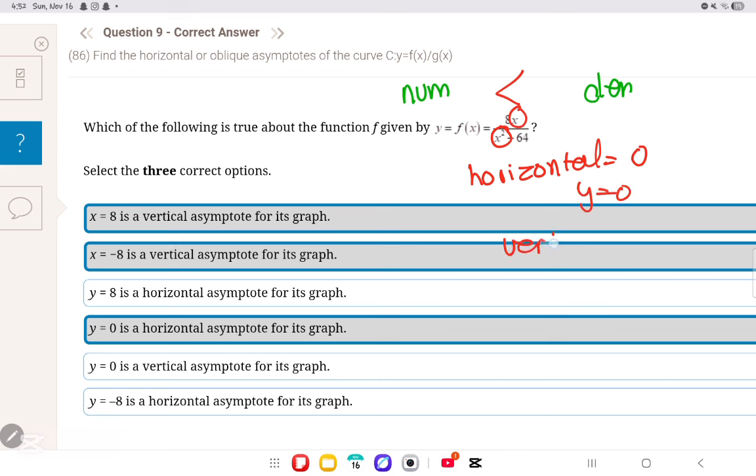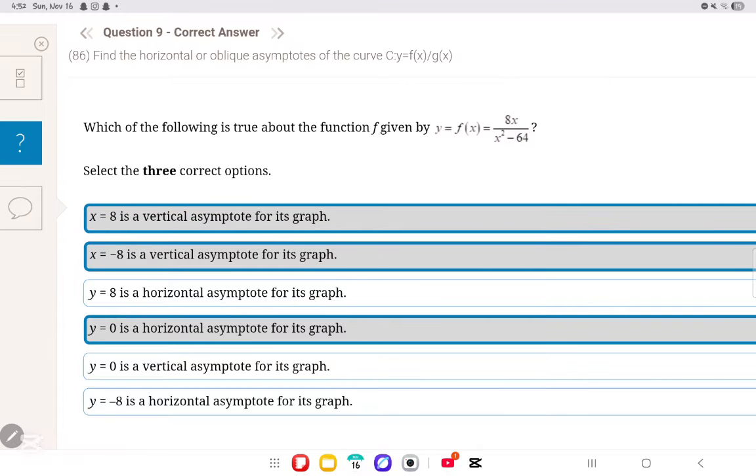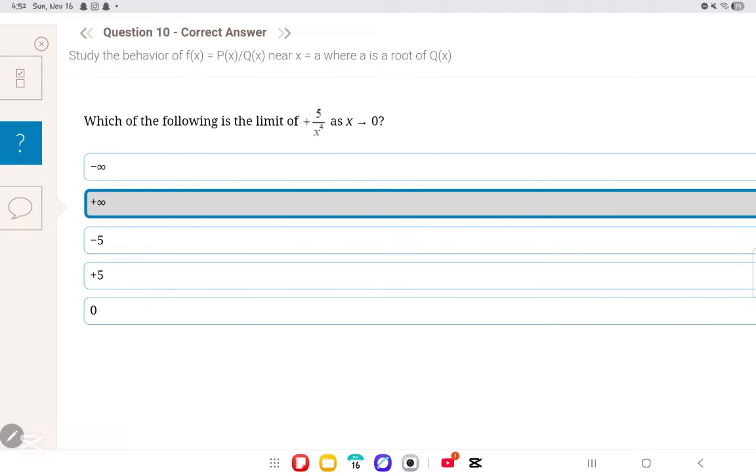And for vertical asymptotes, you need to make the denominator equal to 0. So x squared is equal to 64, x is equal to plus or minus 8. So x equals 8 is a vertical asymptote, x equals minus 8 is a vertical asymptote, and y equals 0 is a horizontal asymptote. We'll move on to question number 10.